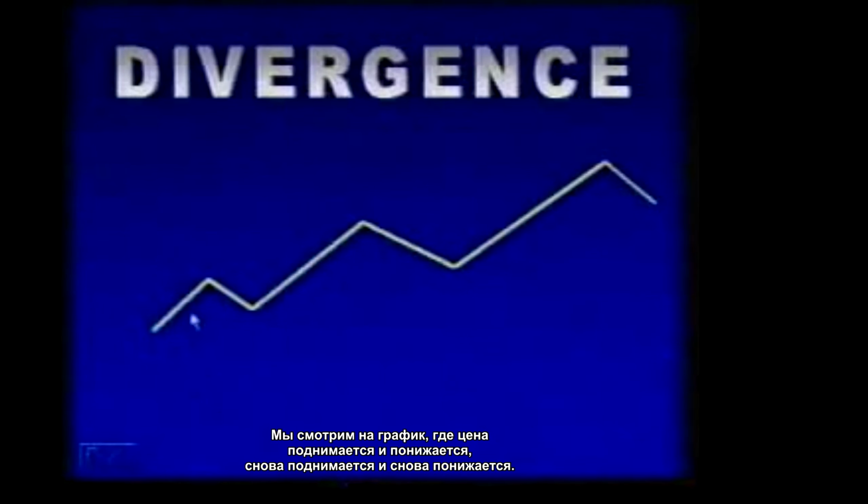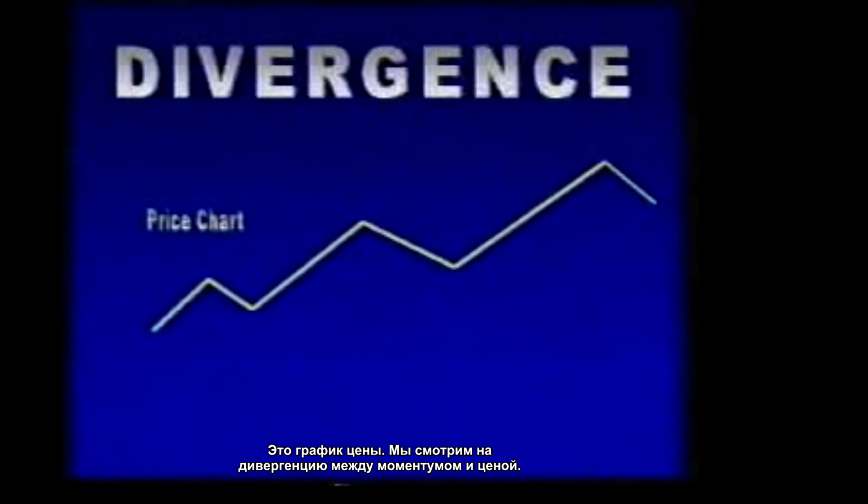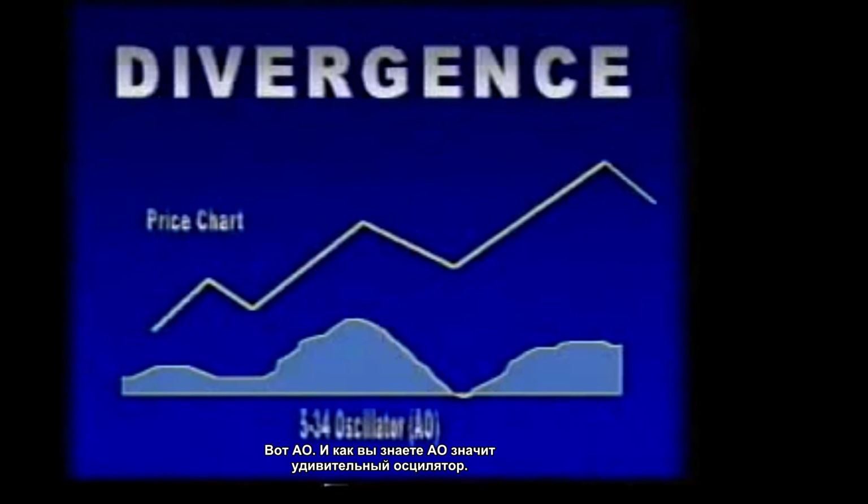Here we have a chart where the price is going up, and then it comes back and goes up, comes back and goes up again. This is the price chart. We look at the divergence between the momentum and the price, and here is the 534 oscillator. We call it the AO, and AO, as you know, stands for the awesome oscillator. And we really believe that we count the Elliott wave as good, if not better, than anybody in the world. Now that may seem immodest, but we have a secret. And that secret is we count the Elliott wave on the momentum chart rather than the price chart.